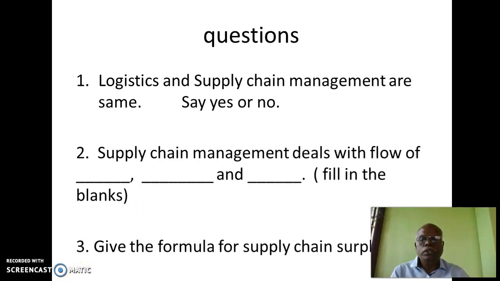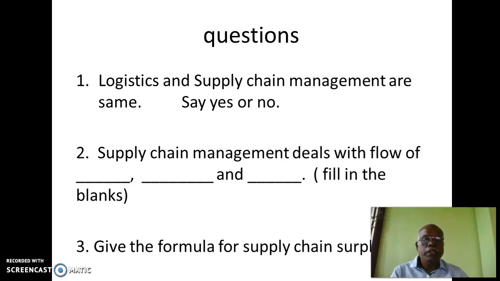The first question is: logistics and supply chain management are the same. Say yes or no. As you know very well, the answer is no, because logistics and supply chain management are different, in that logistics is part of the supply chain management.